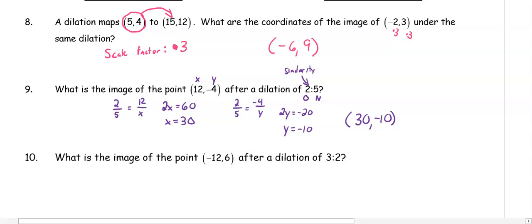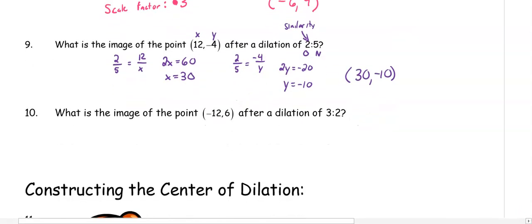Now if we do our next point, we're going to look at the same thing. We have a dilation now of 3 to 2. So this is still our x, y. This is still the similarity ratio of our old to our new.